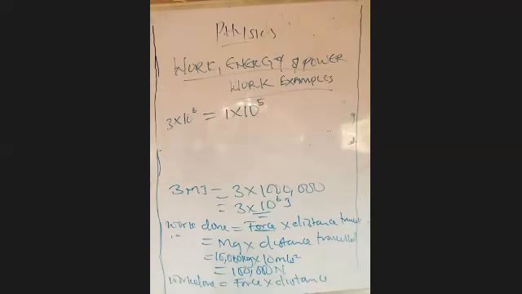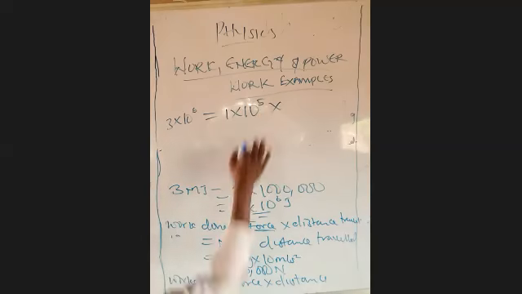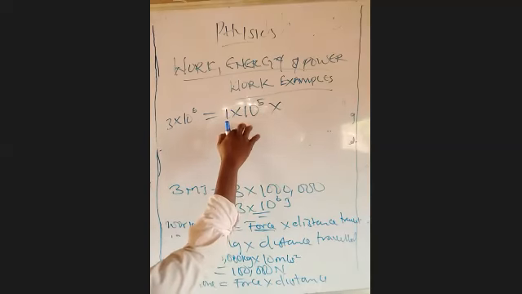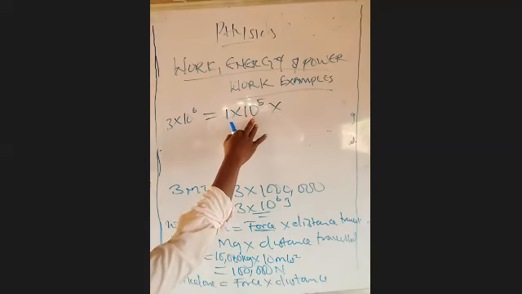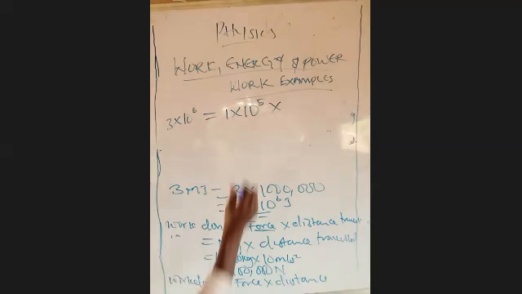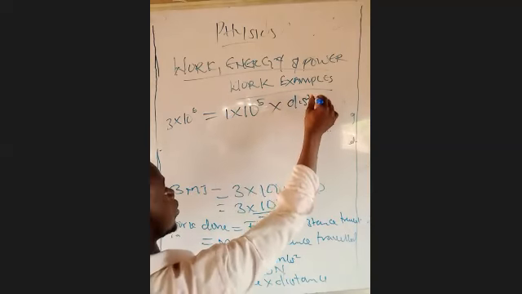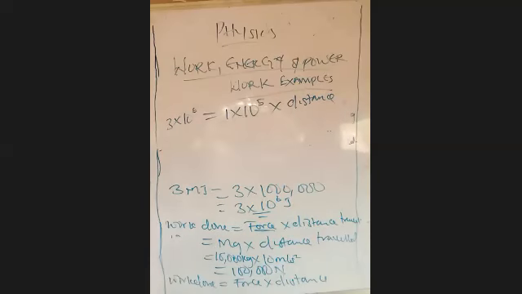So 1 times 10 raised to power of 5, this is our force. This is the same thing as 100,000. 1 times 10 raised to power 5 is the same thing as 100,000, which is our force, times the what? So times the distance.